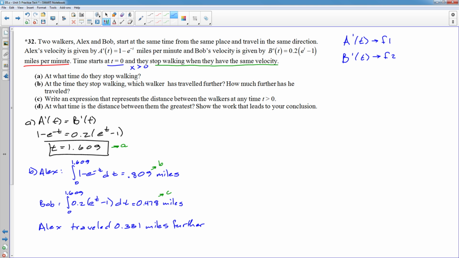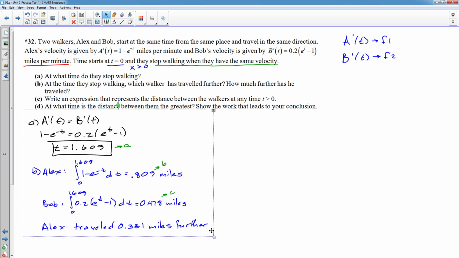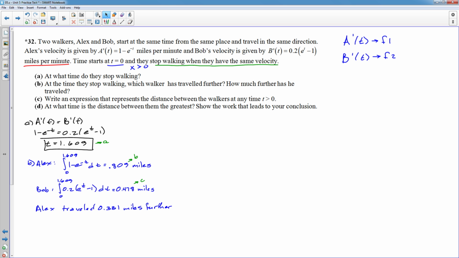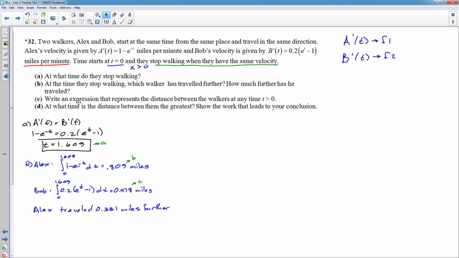All right, so there is the answer to question B. Shrink that up, give me a little bit more room here. Number C, write an expression that represents the distance between the walkers at any time t.